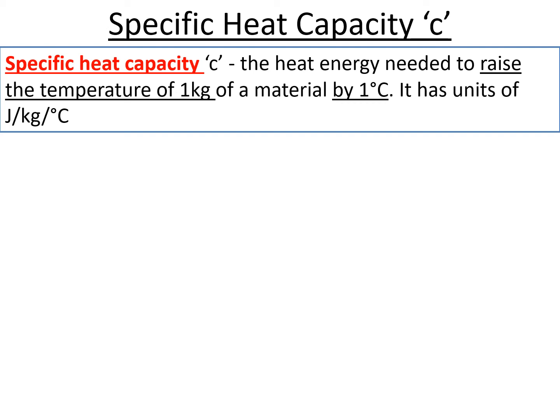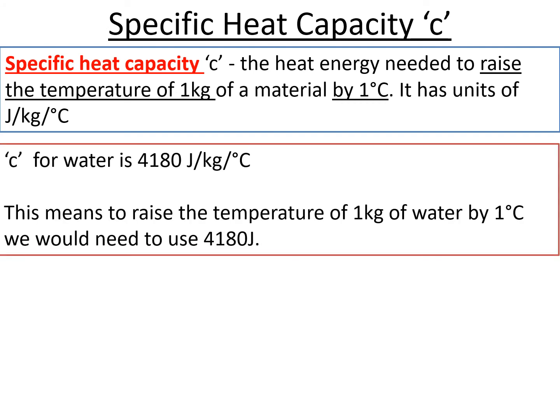So specific heat capacity, C, to give a full definition, is the heat energy needed to raise the temperature of 1 kilogram of a material by 1 degree Celsius. And it has units of joules per kilogram per degree Celsius. So for example, water has a specific heat capacity of 4,180 joules per kilogram per degree Celsius. This means to raise the temperature of 1 kilogram of water by 1 degree Celsius, we need to use 4,180 joules. So water requires a lot of energy for its temperature to change by 1 degree Celsius.